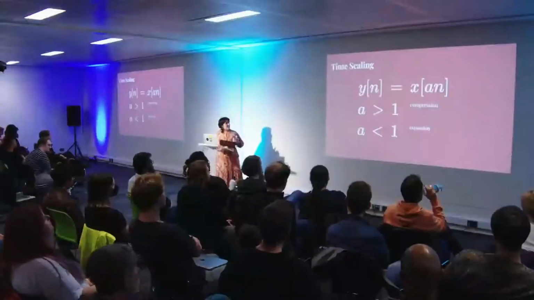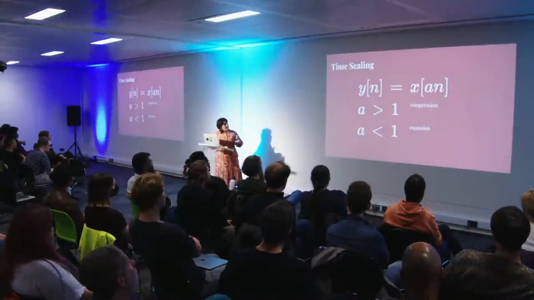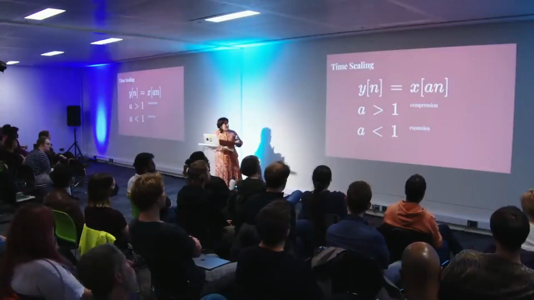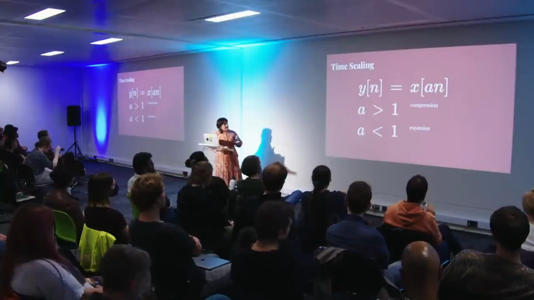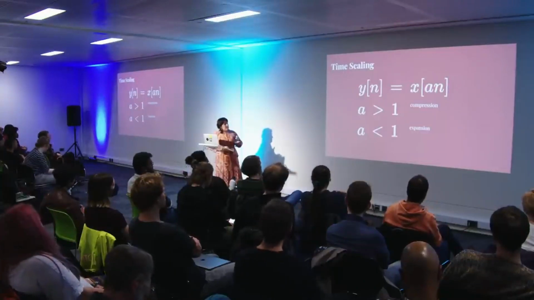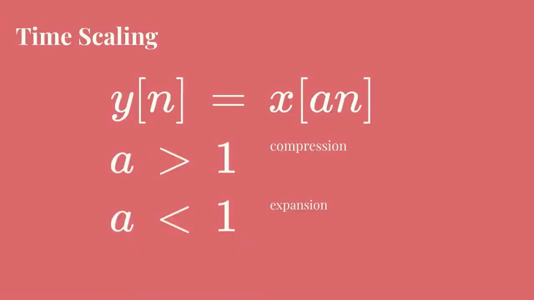Final operation is time scaling. Time scaling is denoted by a scaling factor a that goes inside the brackets next to n. So we're multiplying n by some scaling factor. What we need to know here is that when a is larger than 1, we have a compression, and when a is smaller than 1, we have an expansion.